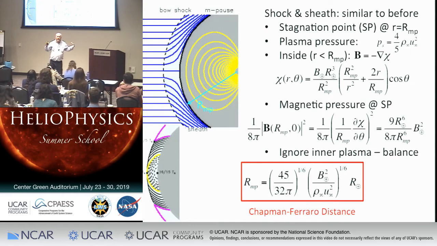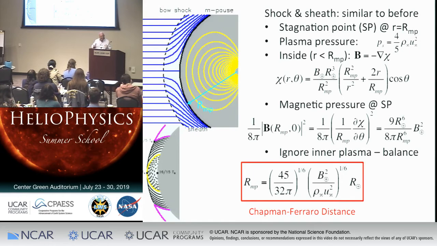That's really what's setting the size of this magnetosphere: a balance between the ram pressure, because the solar wind has to go around the magnetosphere, and the magnetic field pressure. And as you press in closer and closer, the magnetic field gets stronger and stronger, and the magnetic pressure goes up as 1/distance cubed, 6th power.